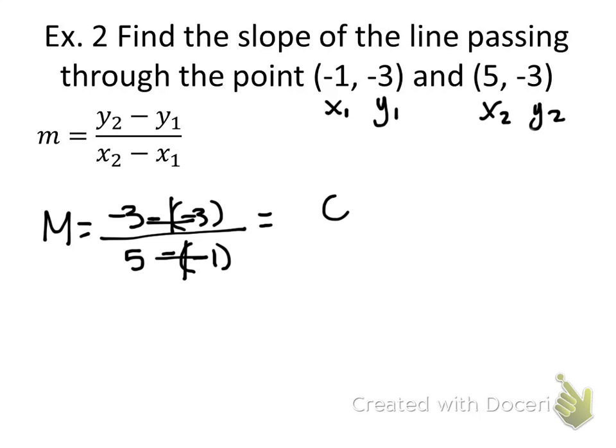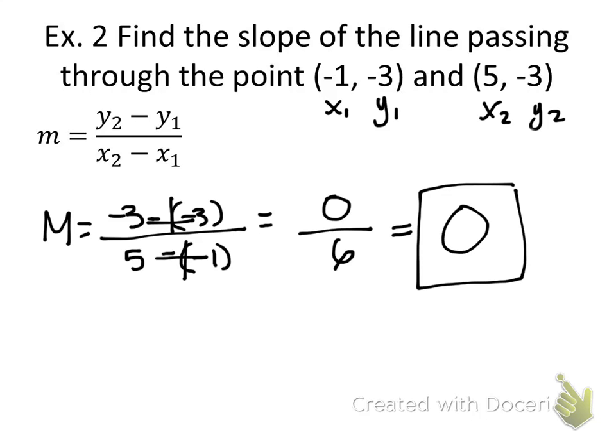-3 plus 3 is 0. 5 plus 1 is 6. What's 0 over 6? 0. So the slope of my line is 0. Obviously, we don't write that as a fraction because there is no fraction for 0. Okay, this we just simplify straight down to 0. Okay, so my slope is 0. That's what I was talking about whenever you have a horizontal line. Okay?